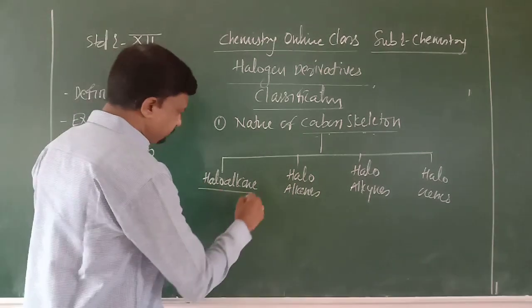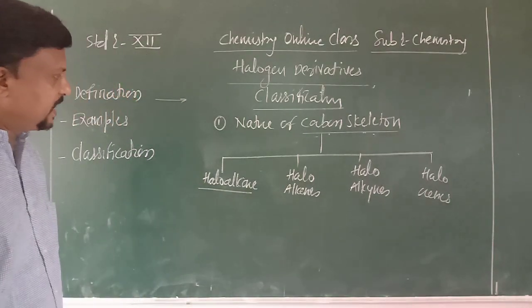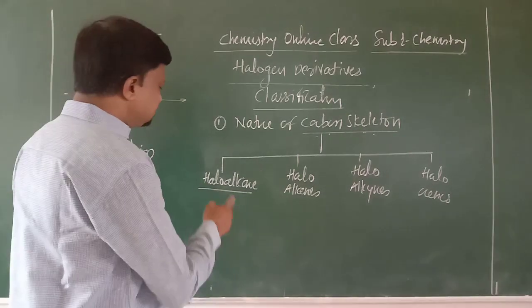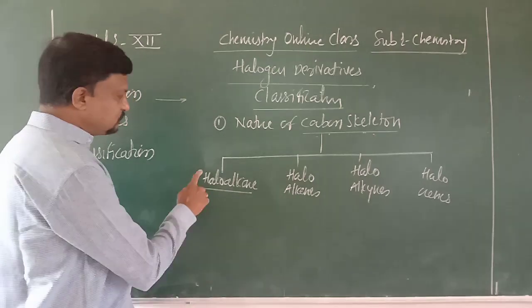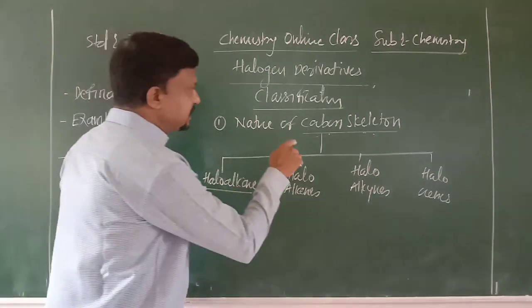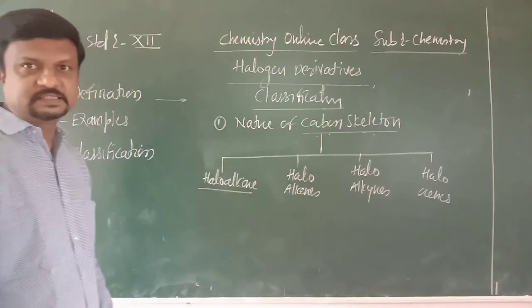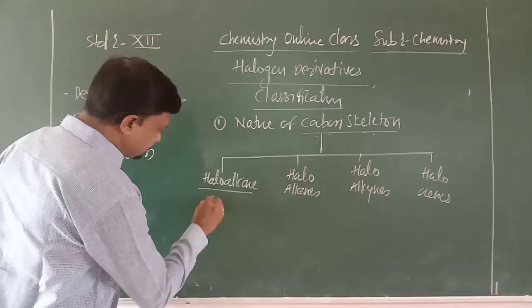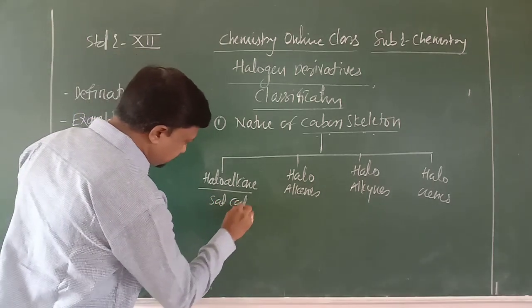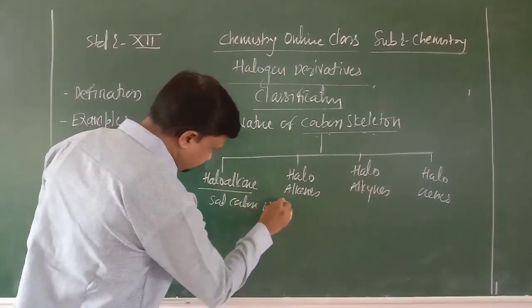Now see the first one. What is meant by haloalkane? Haloalkane is that compound in which the halogen atom is attached to the saturated carbon skeleton.